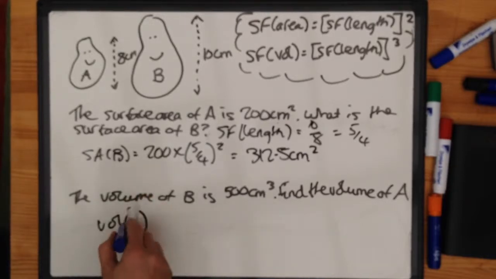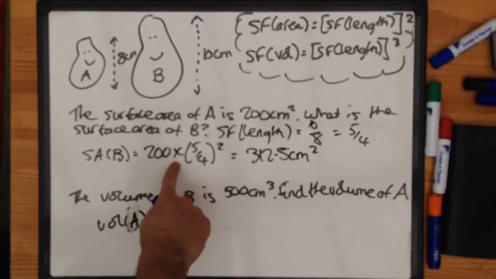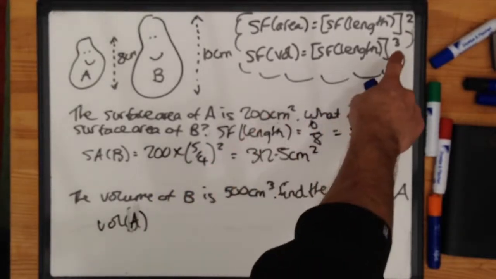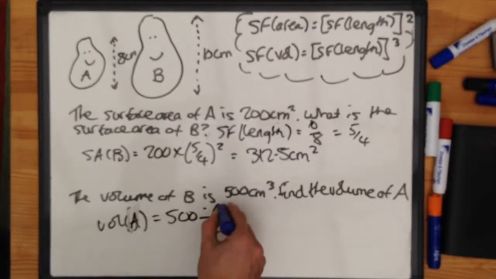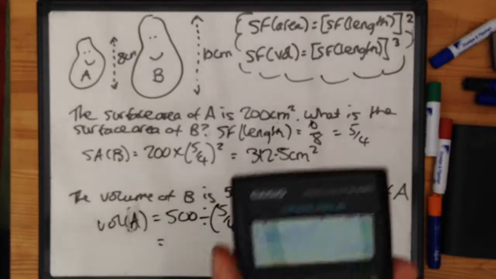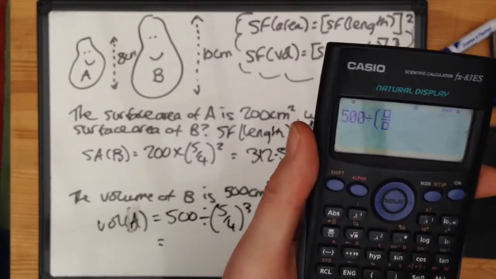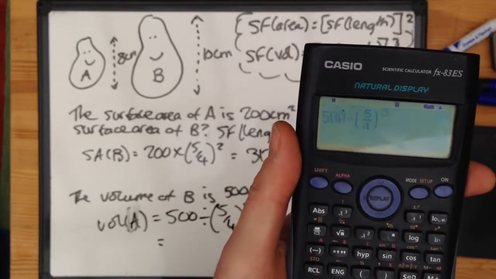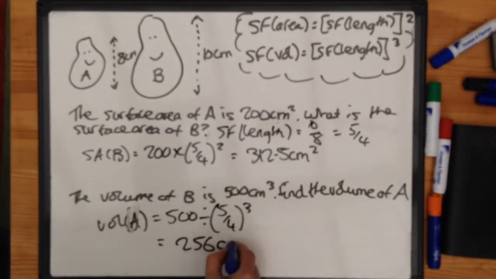Same idea for the volume of A. But because we're going from the bigger to the smaller, rather than multiplying, we're going to be dividing, because it's volumes, rather than 5/4 squared, 5/4 cubed. So we're doing 500 divided by 5/4 cubed. Again, just a case of sticking that in the calculator, so 500 divided by 5/4, cube button's up there, cubed, press equals, and we get a whole number this time, 256 centimetres cubed.